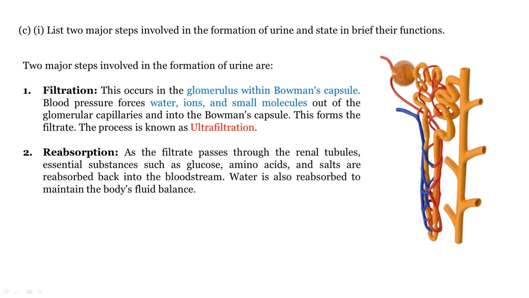After ultrafiltration is done, reabsorption starts through these tubules. These tubules are known as renal tubules. So as the filtrate passes through the renal tubules, essential substances like glucose, amino acids and salts are reabsorbed back into the bloodstream, and water is also reabsorbed to maintain the body's fluid balance.